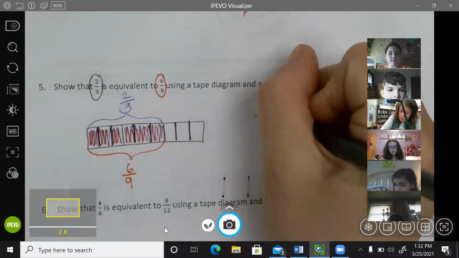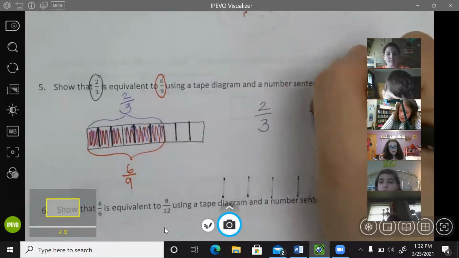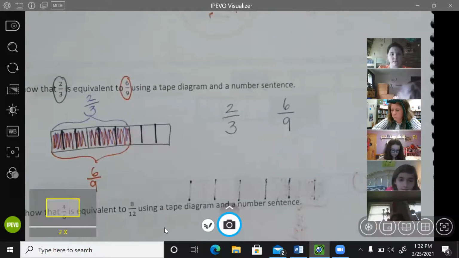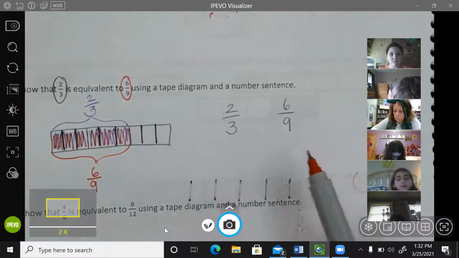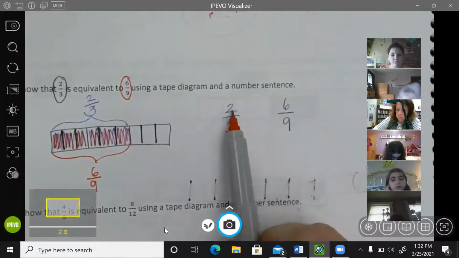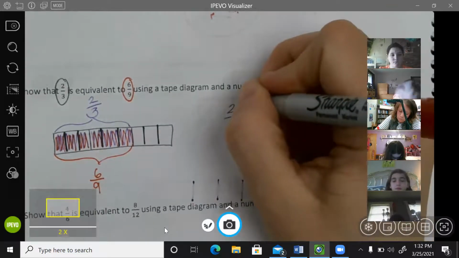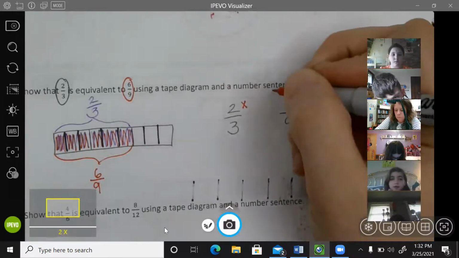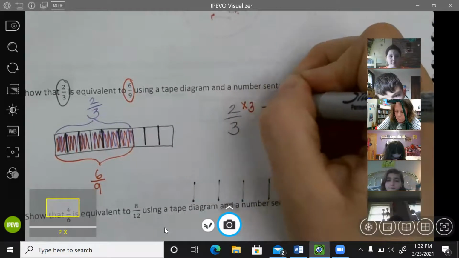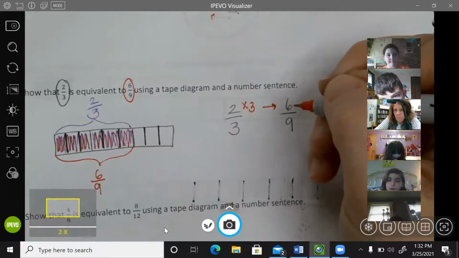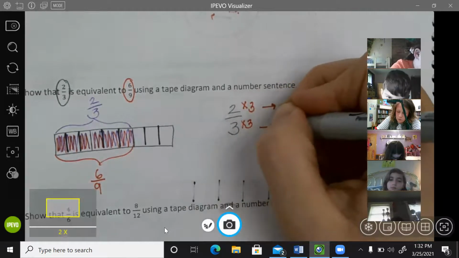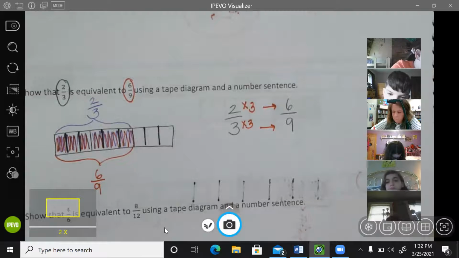Maria Dinkle, can you tell me how I use multiplication to prove this? You see if you can multiply 2 by anything to equal 6. Can you? Yeah. 3 times 3. So what do I have to do to my denominator? You have to do the same thing. What's 3 times 3? 9.